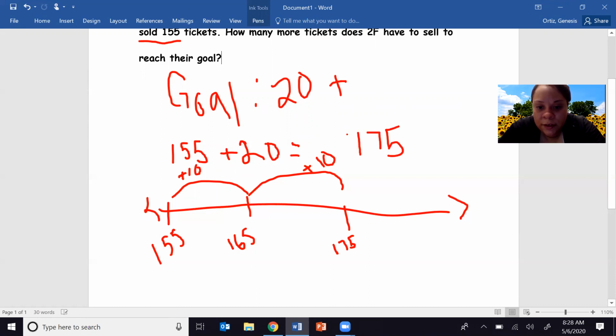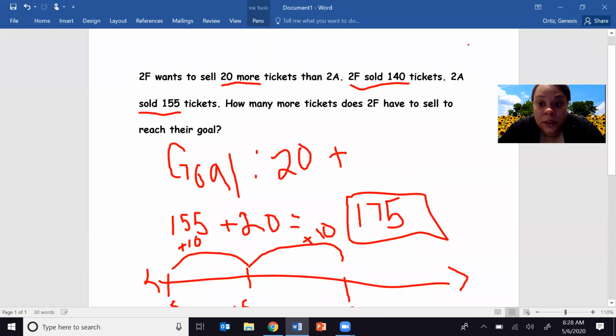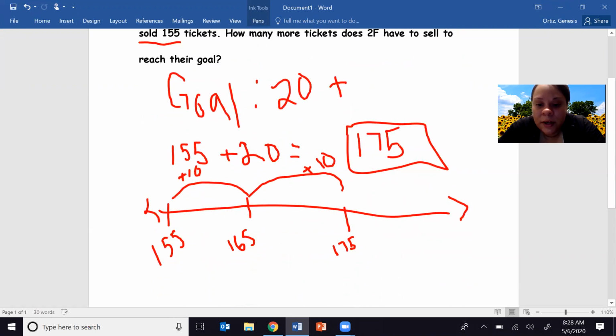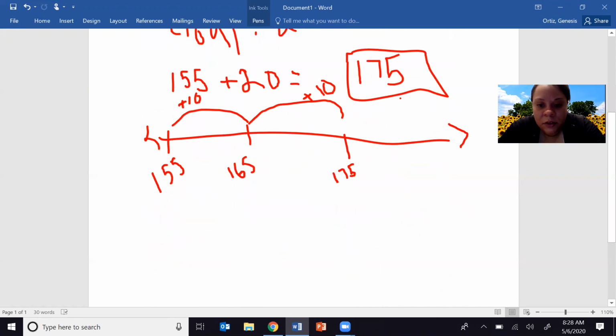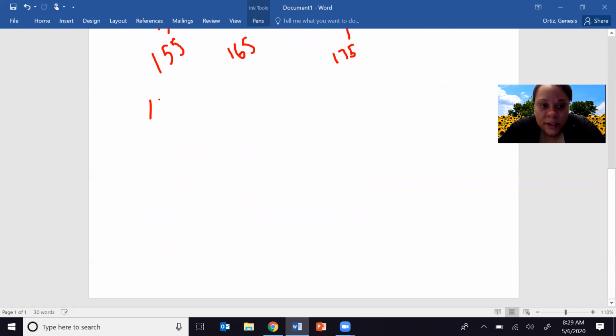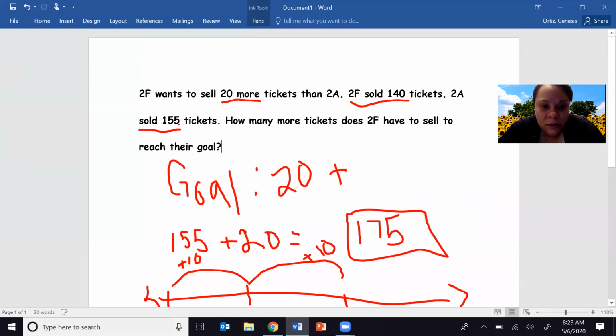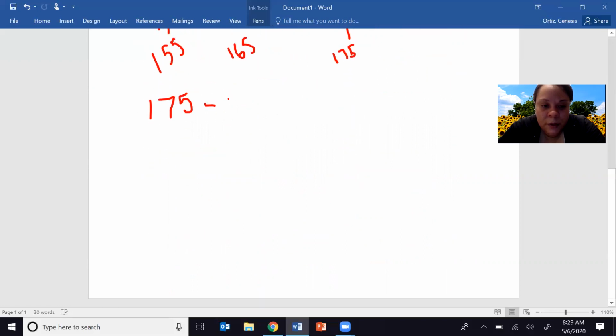So the goal for 2F is 175. We want to sell 175 tickets to get 20 more than 2A. So we know that we sold 140, right? So now we know our goal. Now we need to figure out how much more we need to sell to reach our goal. So we bring down our total of 175 and subtract how many we sold so far, which is 140. So we're going to do 175 minus 140.